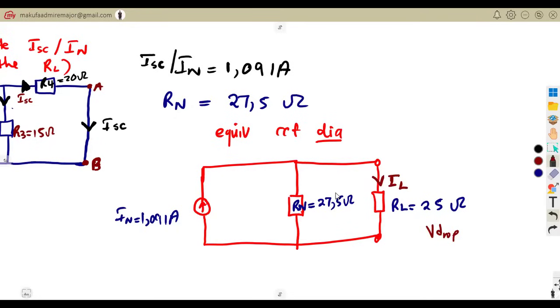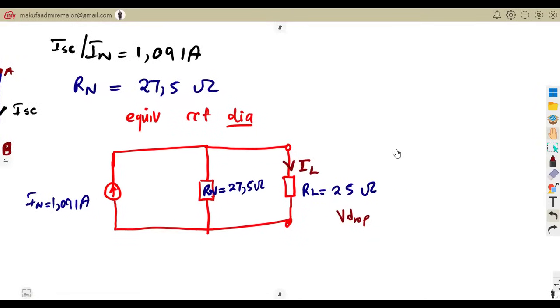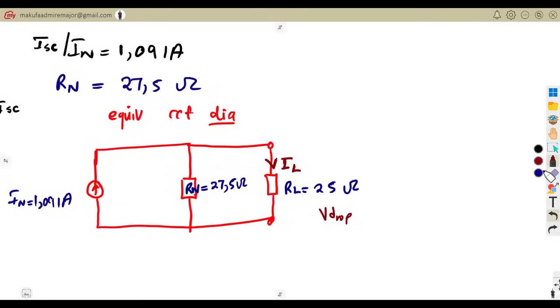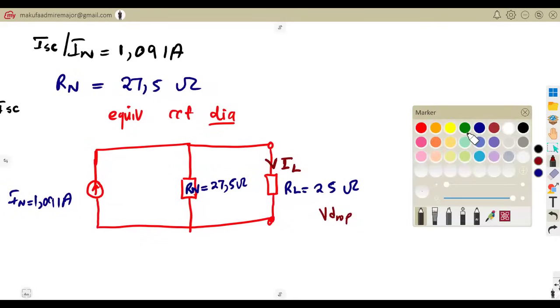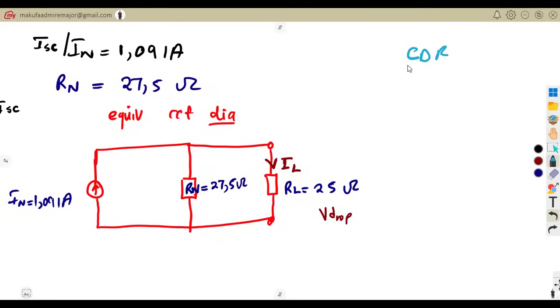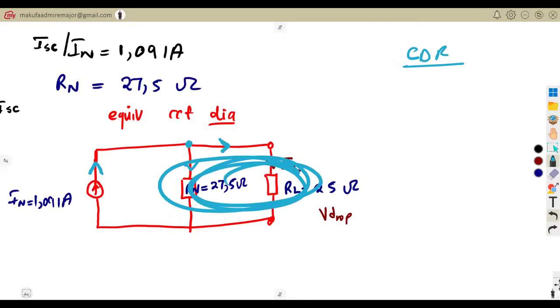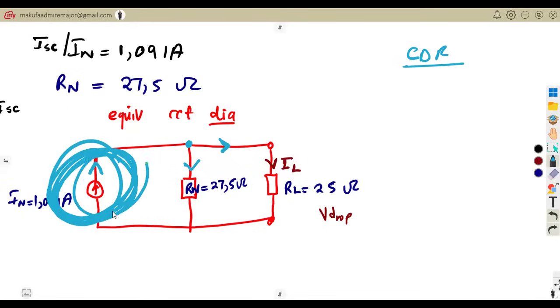We cannot have that. So in order to find this IL, using the equivalent circuit diagram of our Norton's theorem, how do you calculate IL? Remember again from our current divider rule, because this is the current. Remember, this is the total current. It's flowing. How is it going to flow? At this junction, one current is branched into this resistor. Another current is branched into this resistor. So as you can see, these two resistors are going to share our total current this time.